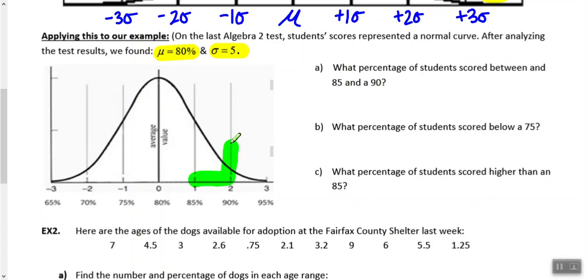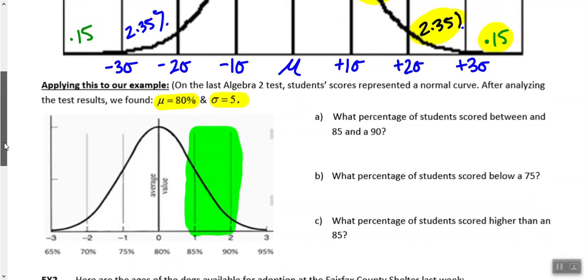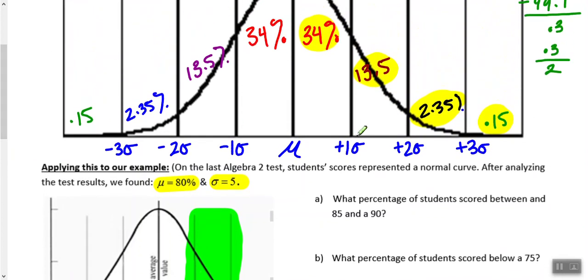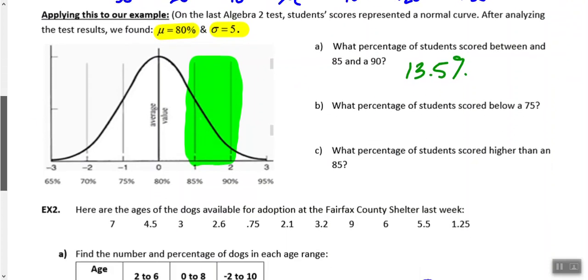So between the 85 and 90 is this section. So it's between my first standard deviation and my second standard deviation. And now if I look back up at the top, between my first and second, I got the number 13.5. So that is my answer for part A. Now, part B.